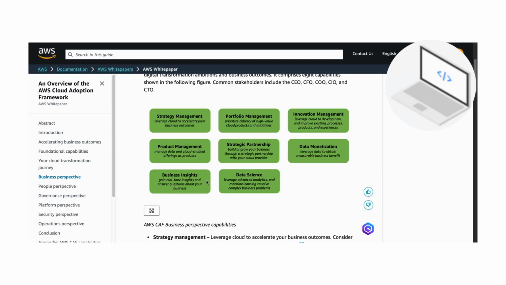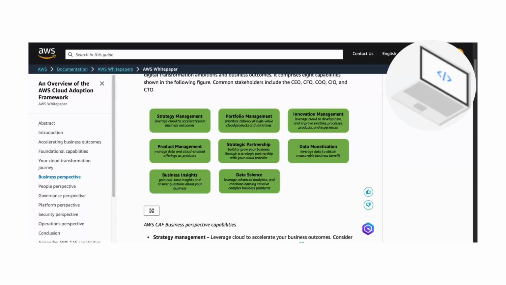And finally, there's data science. This capability is about using advanced analytics and machine learning to solve business problems. For instance, we could use predictive analytics to improve customer experiences by anticipating their needs. It's essential to ensure that our data science efforts are supported by the right data and that we maintain operational resilience through continuous integration and delivery practices.